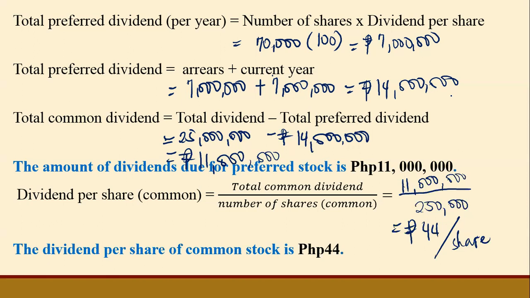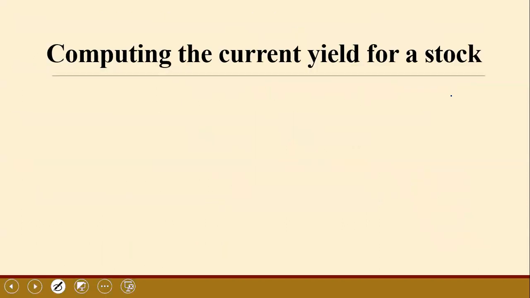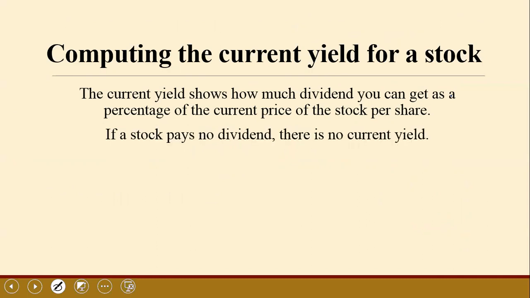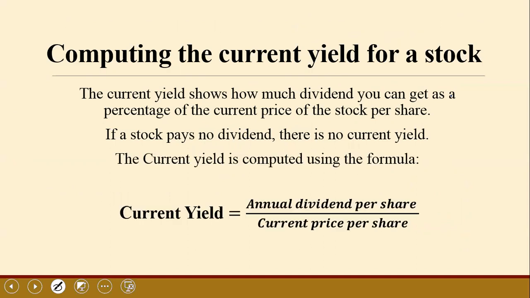Okay? Now computing the current yield for stock. The current yield shows how much dividend you can get as a percentage of the current price of the stock per share. So if a stock pays no dividend, there is no current yield. And the current yield is computed in this formula: current yield is equal to the annual dividend per share over the current price per share. Okay, let us have an example.